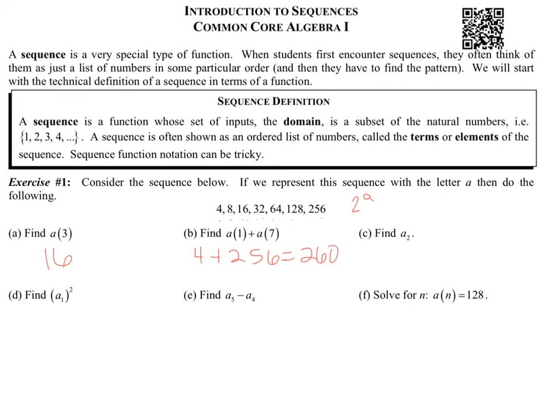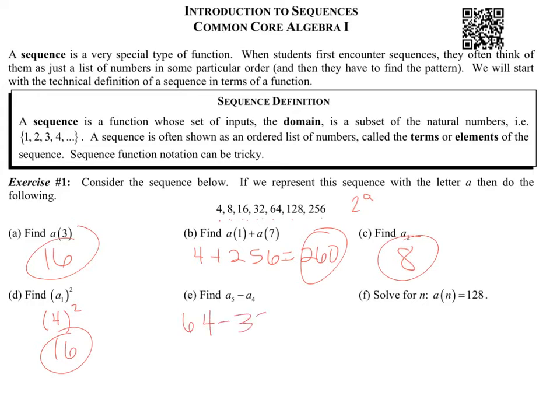For letter C, find A of 2. That's just another way of looking at it. So A of 2 is just the second one in line, which is 8. Letter D says find A of 1 to the 2nd power. Well, A of 1 is 4, to the 2nd power is 16. Then we find A of 5 minus A of 4. So A of 5 is 64 minus 32, and you get 32.